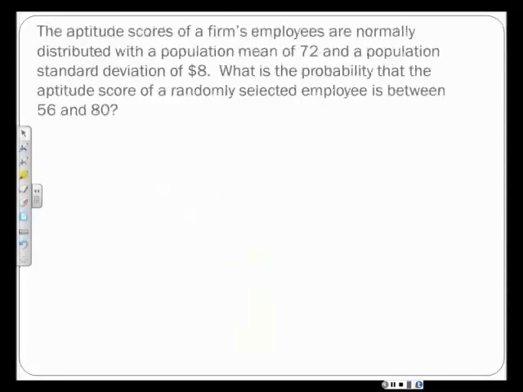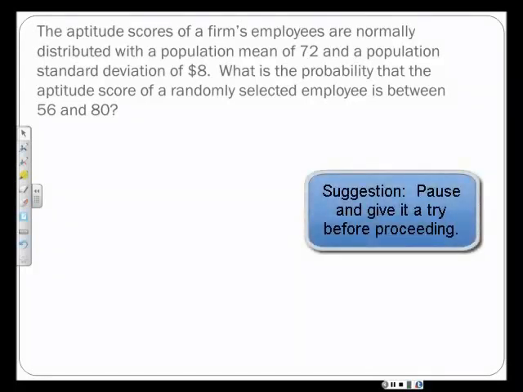It says we've got a normal distribution with a population mean of 72 and a population standard deviation of 8, and we're going from 56 to 80. First step, the most important step in these, is to draw the normal distribution, put the mean and the standard deviation there, and then just draw on the graph what parts you're looking for.